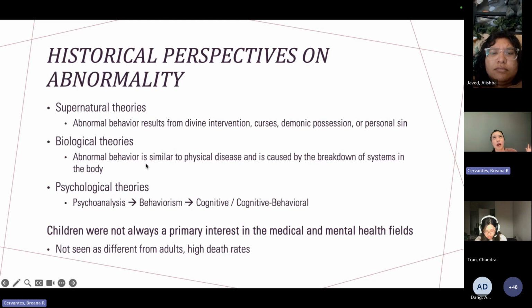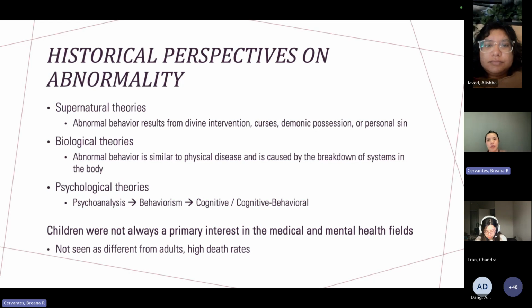Once we started getting more interested in medicine and it became a practice, and then it moved into psychiatry and then psychology, that's when we had a lot of growth for the psychology field, and that's when we started moving into biological theory. So because we have medicine and we're trying to treat physical ailments in the body, the idea was that mental health problems are also caused by some sort of abnormality or breakdown in the body. So there's some somatic cause for mental health problems.